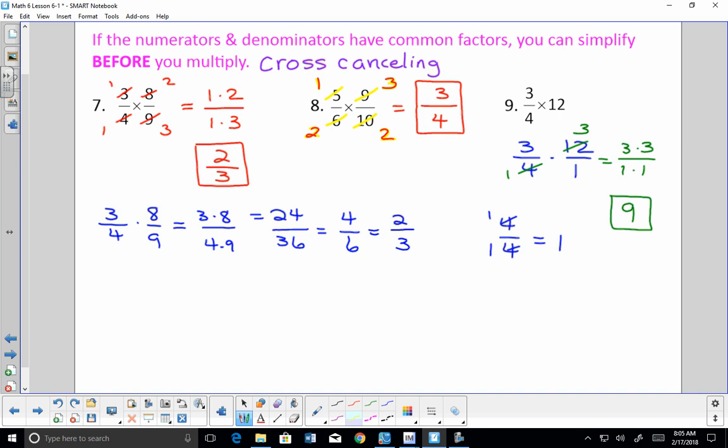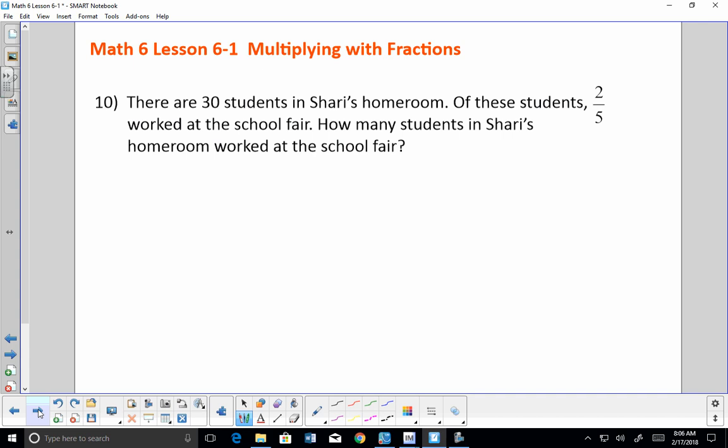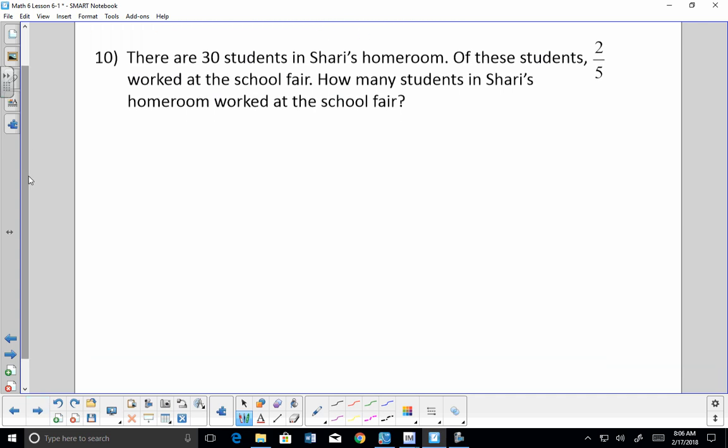Let's look at a word problem. There are 30 students in Sherry's homeroom. Of these students, 2/5 worked at the school fair. How many students in Sherry's homeroom worked at the school fair? So we know that 2/5 of all of the students worked at the school fair. So we need to find out, what is 2/5 of 30? That's what our question is asking us. What is 2/5 of 30?